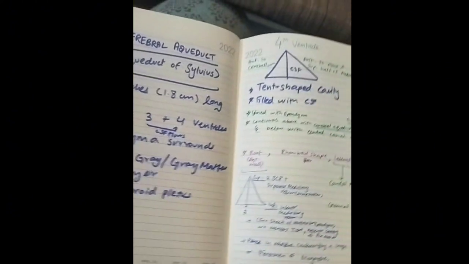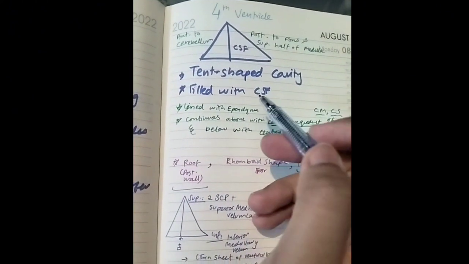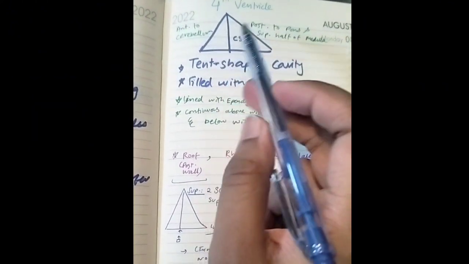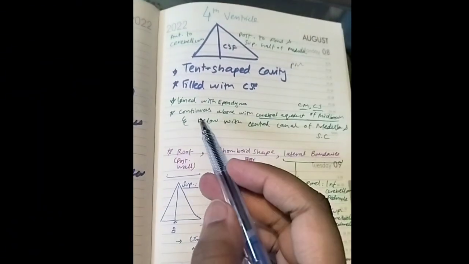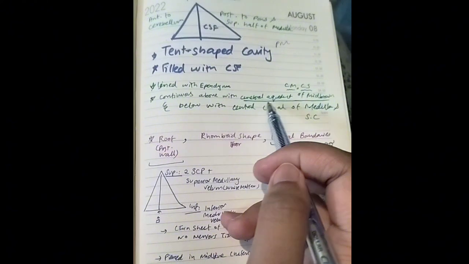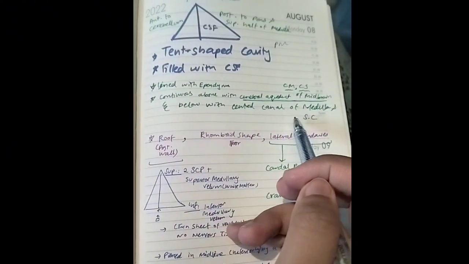Let's talk about the fourth ventricle. The fourth ventricle is a tent-shaped cavity which is filled with CSF, as you can see here, and it is present anterior to the cerebellum and posterior to the pons and the superior half of the medulla. It is lined with the ependyma and continues above with the cerebral aqueduct of the midbrain and below with the central canal of the spinal cord.